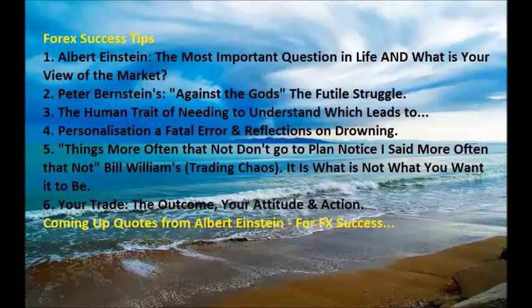Just moving to point number 2. Peter Bernstein's Against the Gods, the Futile Struggle, I've called it. If you haven't read that book, go and read it. It's just a fantastic book. It's all about man's attempts to conquer risk, which of course is a futile struggle, hence the title, Against the Gods.